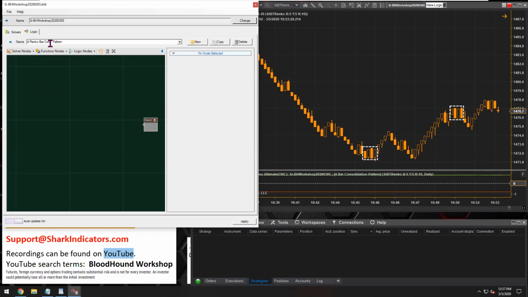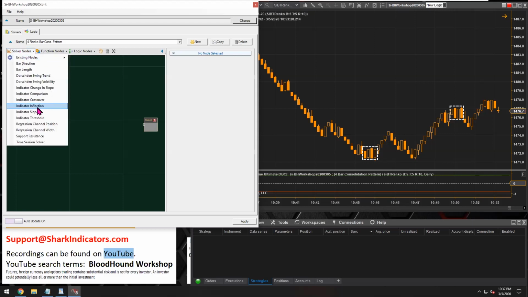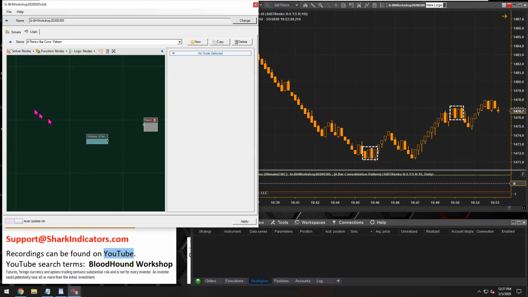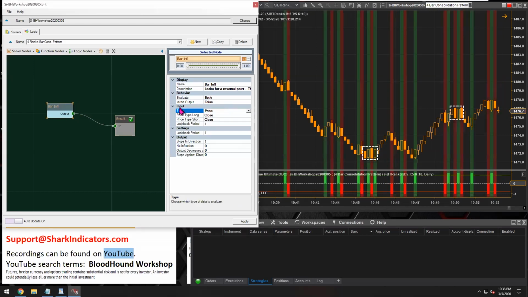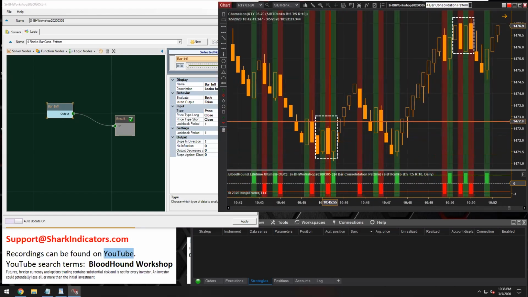All right, there we go, some kind of name here. So let me start with an inflection solver. We're just going to do a simple bar inflection. Let's put our input, set it to price. If we look within our square here, we can see that we're getting 3 inflection signals in a row, 3 inflection signals in a row minimum here.